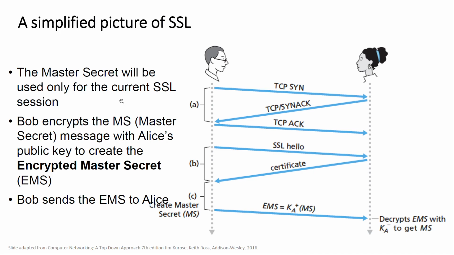The master secret will be used only for the current SSL session. Bob encrypts the master secret key with Alice's public key.